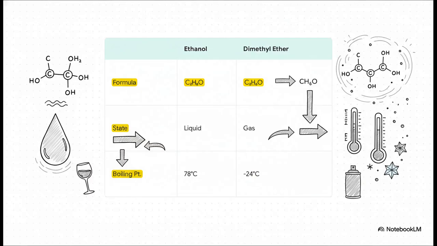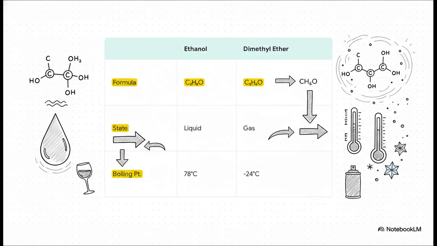Okay, check this out. On the left, we've got ethanol. Yep, the alcohol in drinks. It's a liquid at room temperature. On the right, dimethyl ether, an industrial propellant, basically something you'd find in a spray can. It's a gas that boils at a freezing negative 24 degrees Celsius. I mean, totally different things, right?